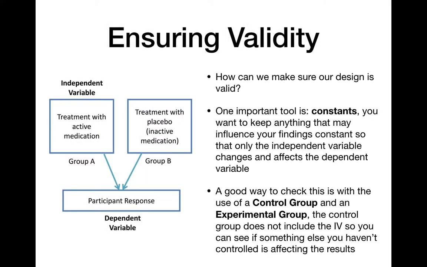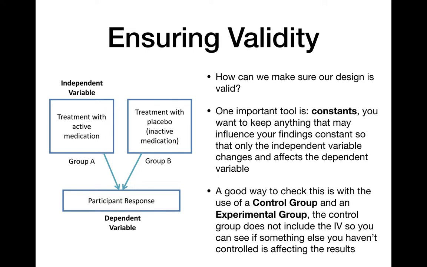Okay. A good way to do this too is if you have a control group and an experimental group. So in a control group, you're not including the independent variable. So you can see if there's something that's affecting the results besides the independent variable. So this is really important in studies with biology, especially because there's so many factors that can affect organisms.